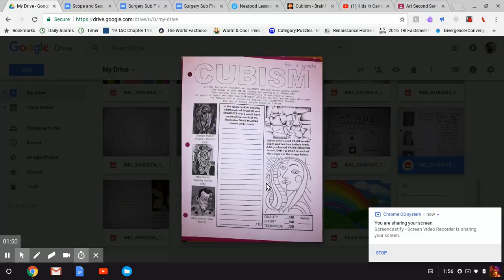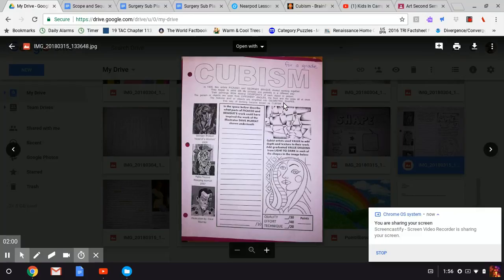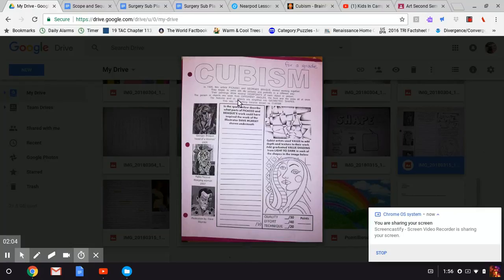And then they used geometric shapes, not so much free form. It was going to be pretty straight lines. Remember, it wasn't organic, that's the opposite of geometric. They tended to use geometric. So when we're looking at this, we see those geometric shapes, those angles or circles, not so much the squigglies.